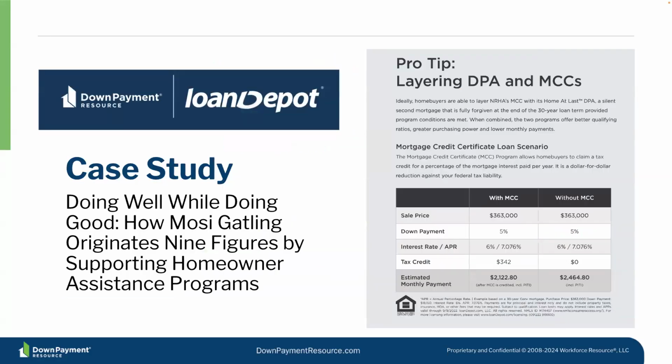And here we have a recent case study in collaboration with Loan Depot. It details the success originator Mosey Gatling had engaging partners to explore affordable mortgage solutions for home buyers. The visual is regarding layering two Nevada Rural Housing Authority's programs, Down Payment Assistance Program and MCC, of course, if and when conditions permit. The example depicts the potential savings when exploring affordable mortgage solutions for your home buyers.